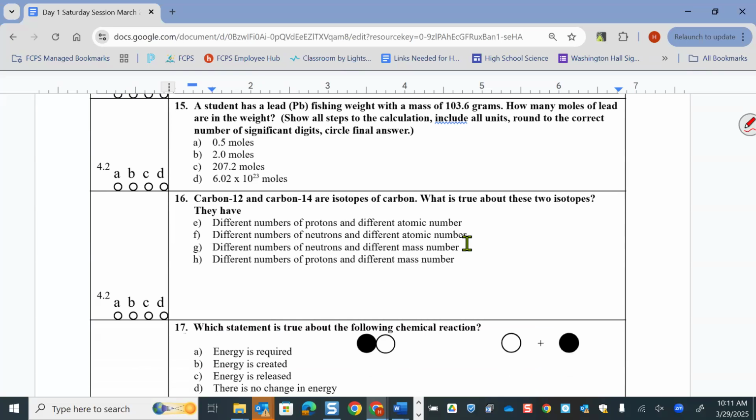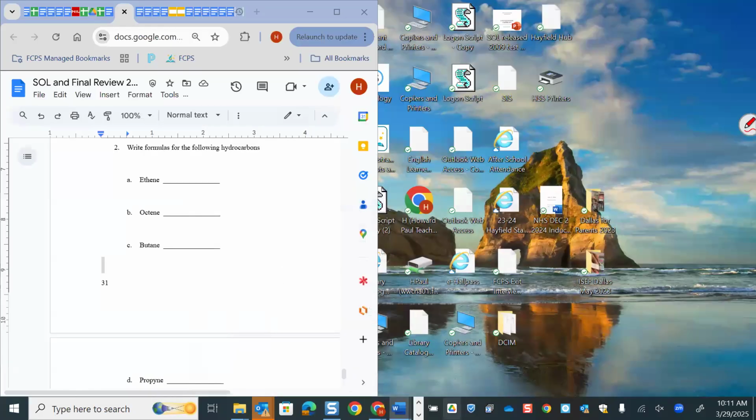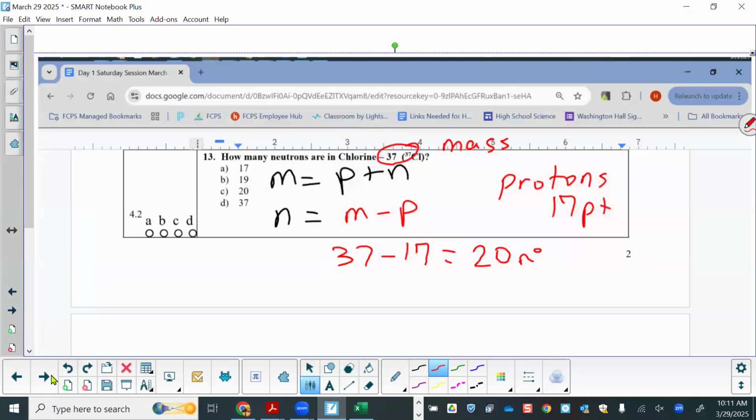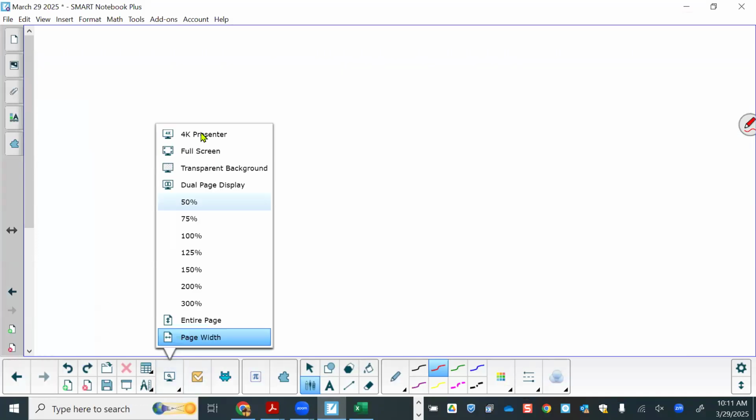Then we need to review some more stuff. Not to say that you don't remember it, but I want to review it just in case. We're also doing moles and stoichiometry. Yes. So let's see.